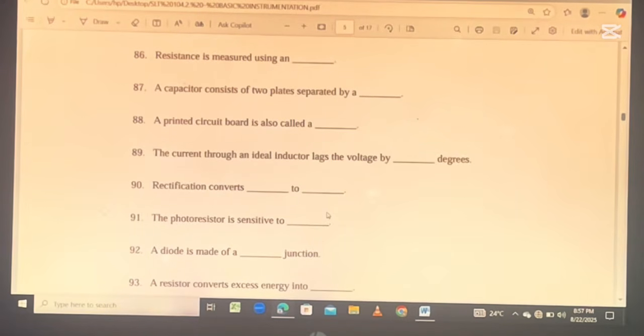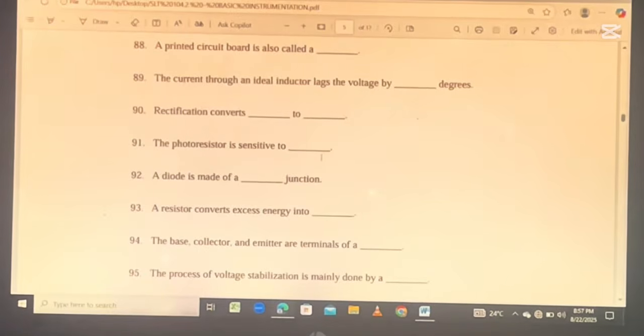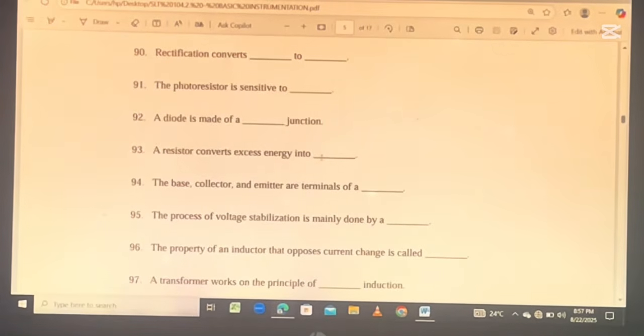The photoresistor is sensitive to light. A diode is made up of a PN junction. A resistor converts excess energy into heat. So when excess energy is found in a circuit and a resistor is there, it will convert it into heat. Now the base, collector and emitter are terminals of a transistor.